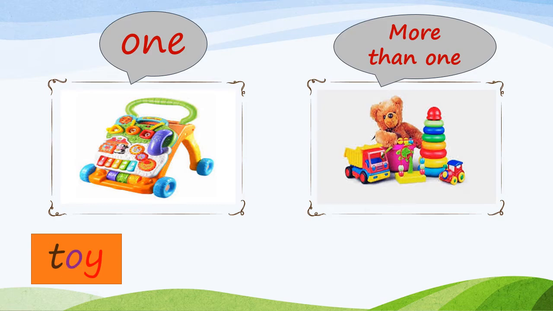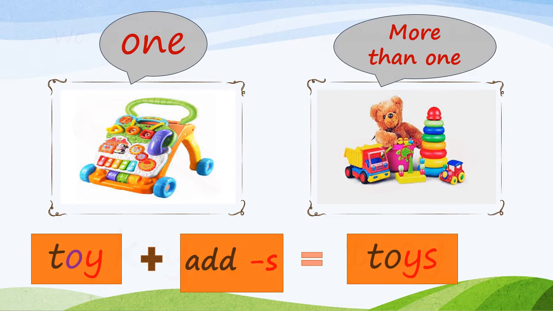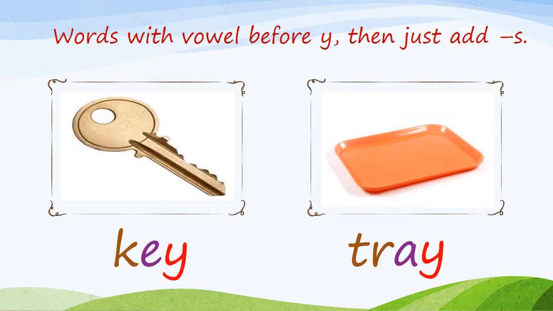Oh, you remember the vowels? A, E, I, O, U. So the letter before Y is a vowel. So what we will do? We will just add S to this word to make it plural. That is toys. Can you see? Toy. We added S to it. It became toys. Words with vowel before Y, then just add S.